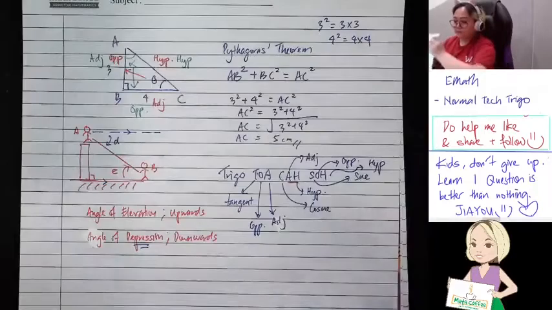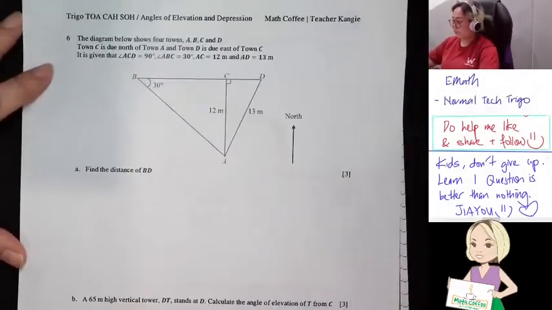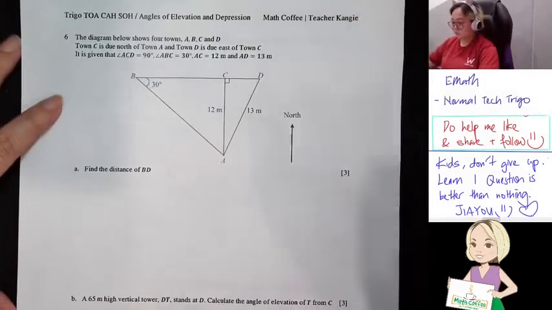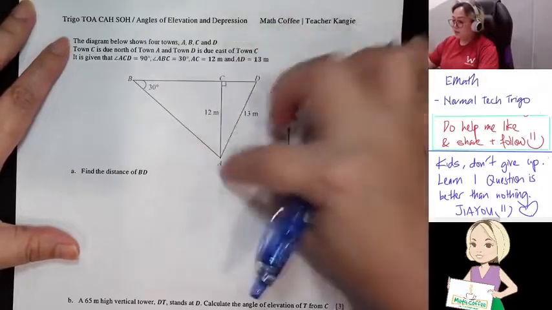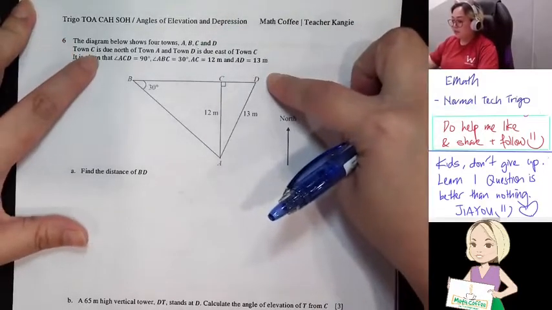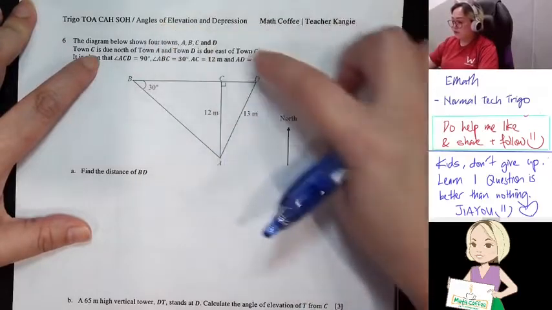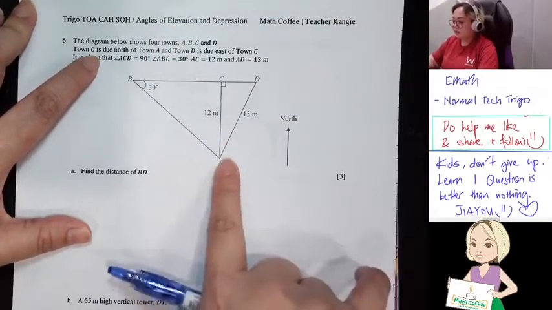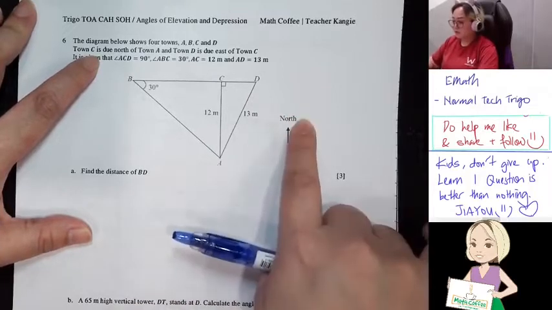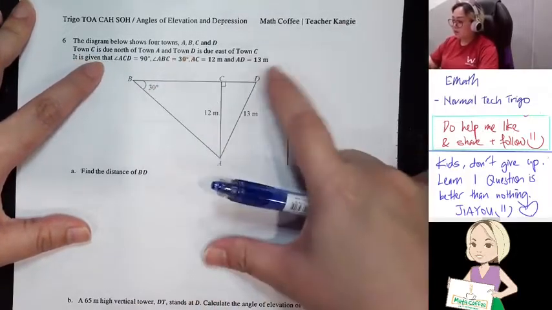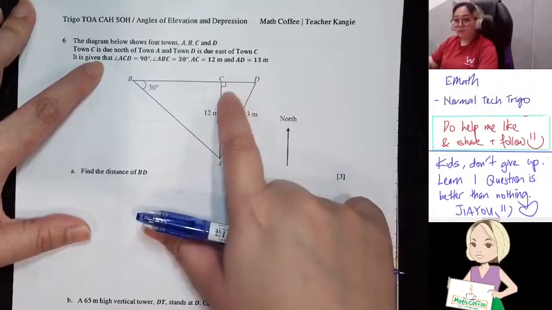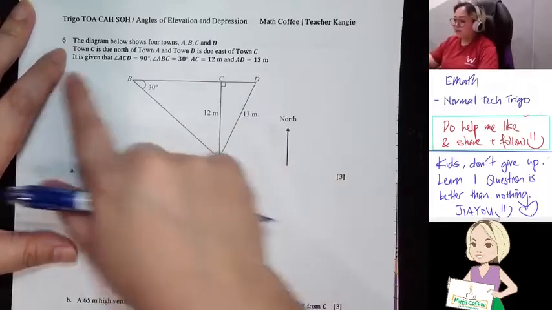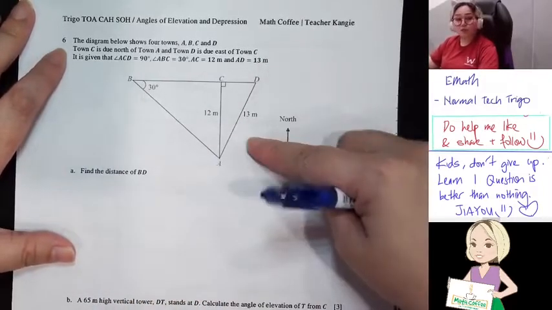Okay, let's move on to question 6. The diagram below shows 4 towns, A, B, C, D. They say that town C is due north of A. They're just trying to tell you that this is upwards and the north is here. So just acknowledge only. Town D is due east of town C. They already draw the 90 degree for you. So all the information are in the diagram already.